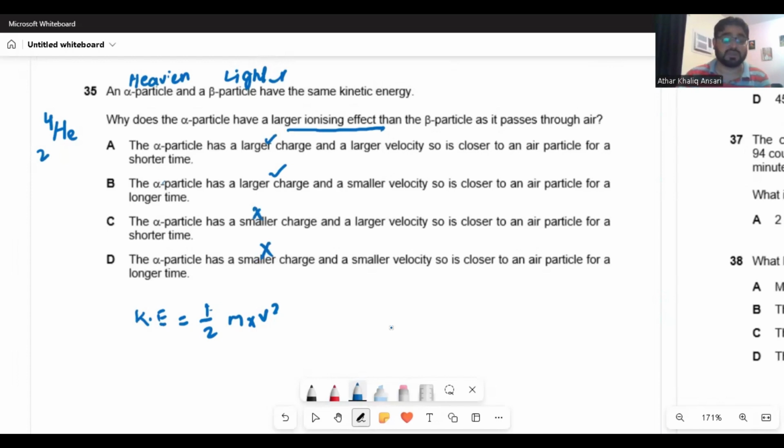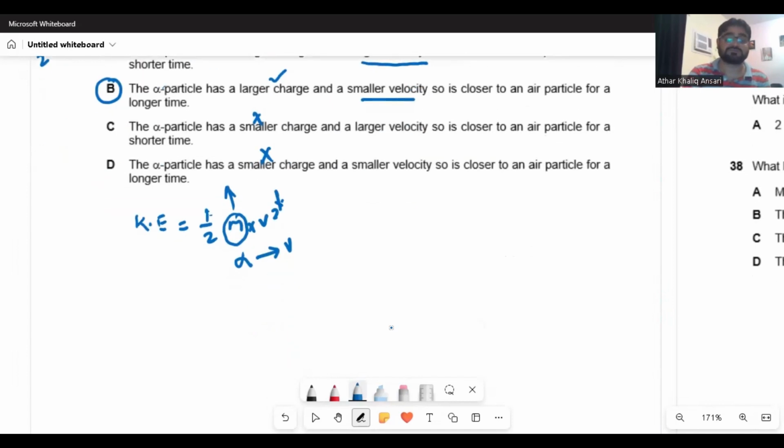Now coming to A and B again. Alpha particle has large charge and large velocity? I just told you the mass of the alpha particle is more, so obviously its velocity will be less. Mass is more, so velocity will be less to keep the kinetic energy constant, because that is our condition, same kinetic energy. So the alpha particle does not have large velocity; it has large charge with small velocity. Option B is the right choice.